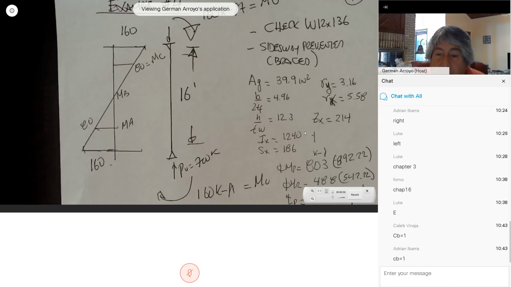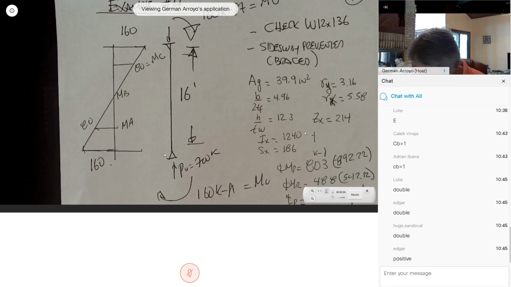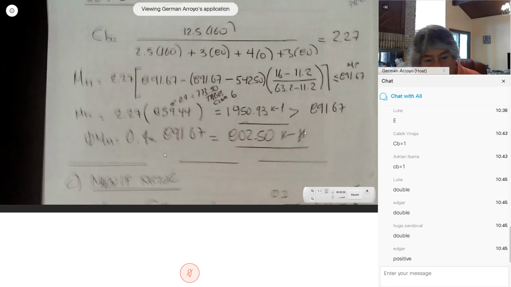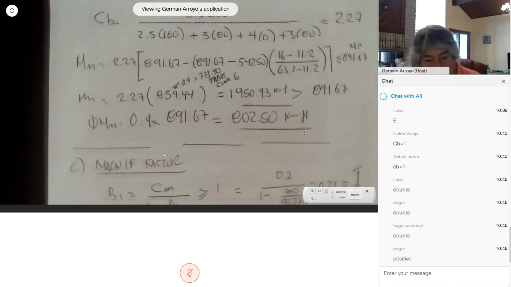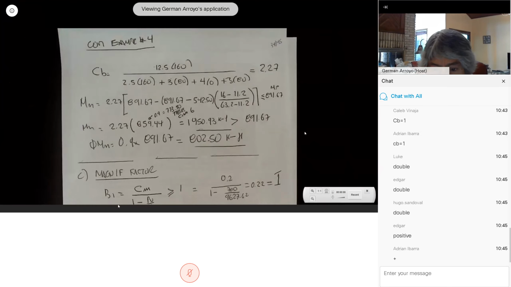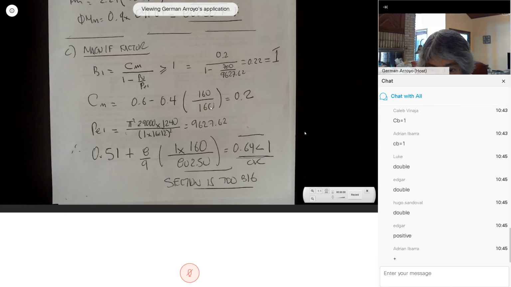Is this single or double curvature? When you look at any moment, single or double. It's double, and if you don't remember the rule, it's because the moment is on both sides. But if the moment is on one side, it's single curvature. So what is the sign that I have to put? Positive or negative?